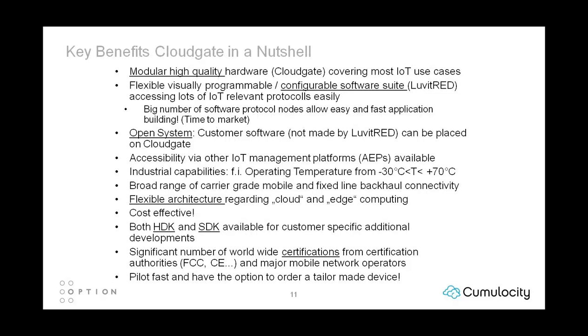One final sentence is, in case somebody wants something significantly smaller than the Cloudgate with all its Swiss Army knife capabilities, still, this is a device where you can pilot very fast and prove the business case. And once that is proven and you want to go into big masses, Option is the company which can make tailor-made devices in case not all the functionality offered by Cloudgate is needed. So that's the general introduction. And Phil, please pass on to Martin.